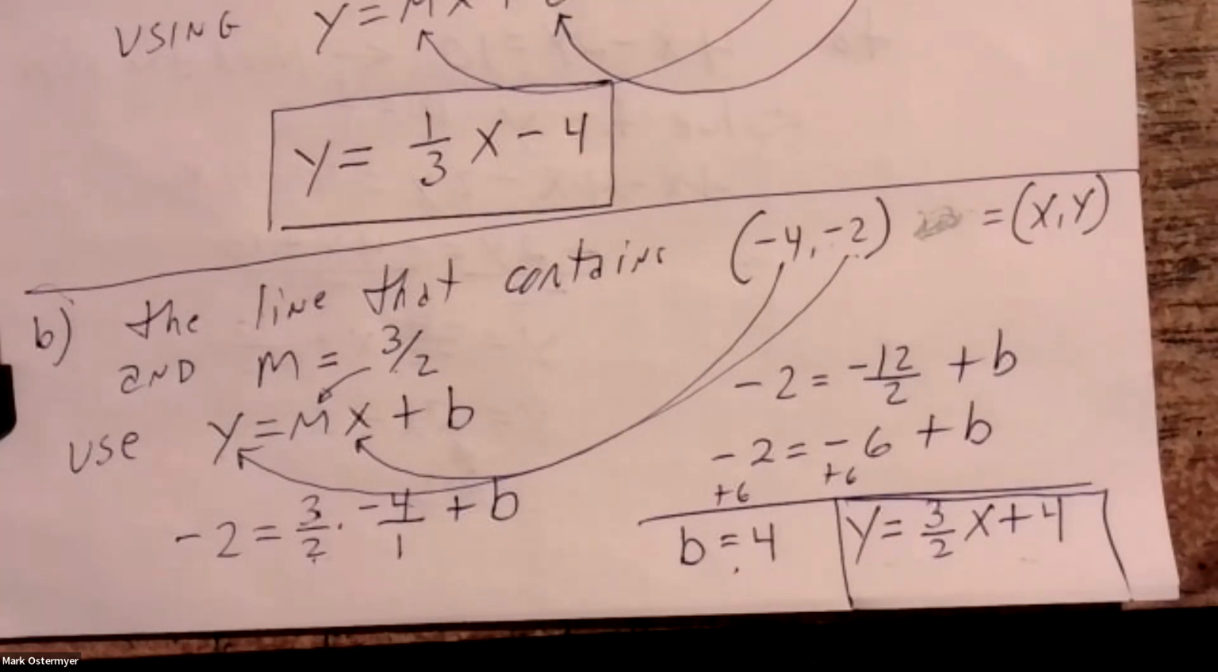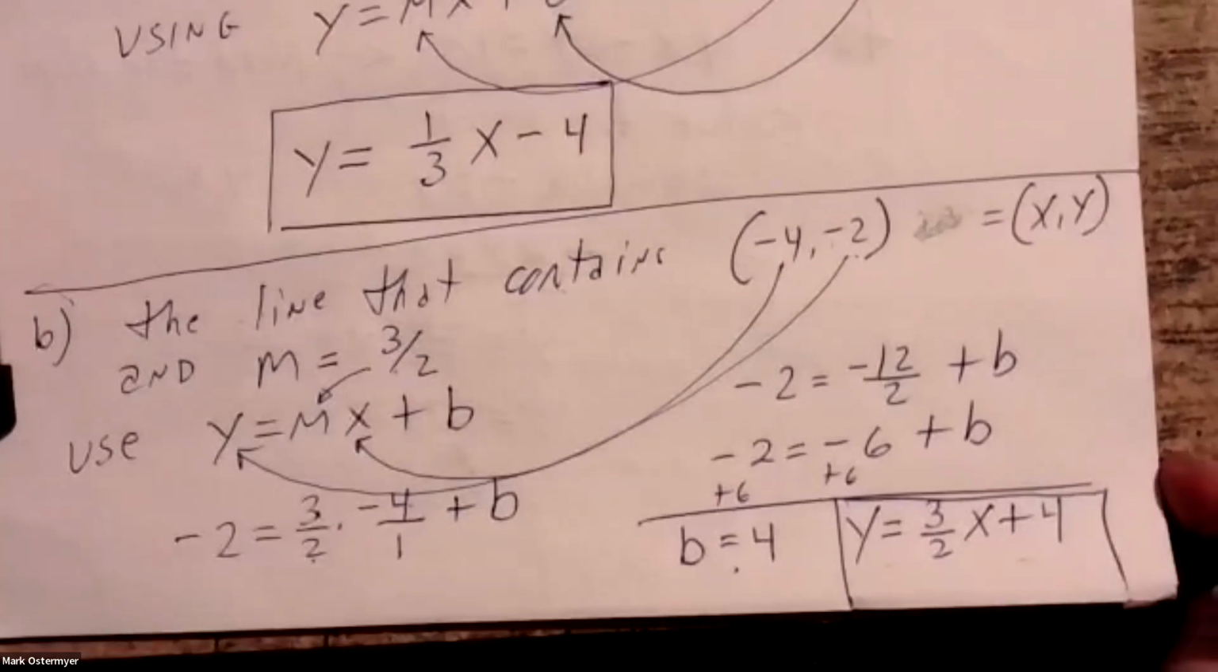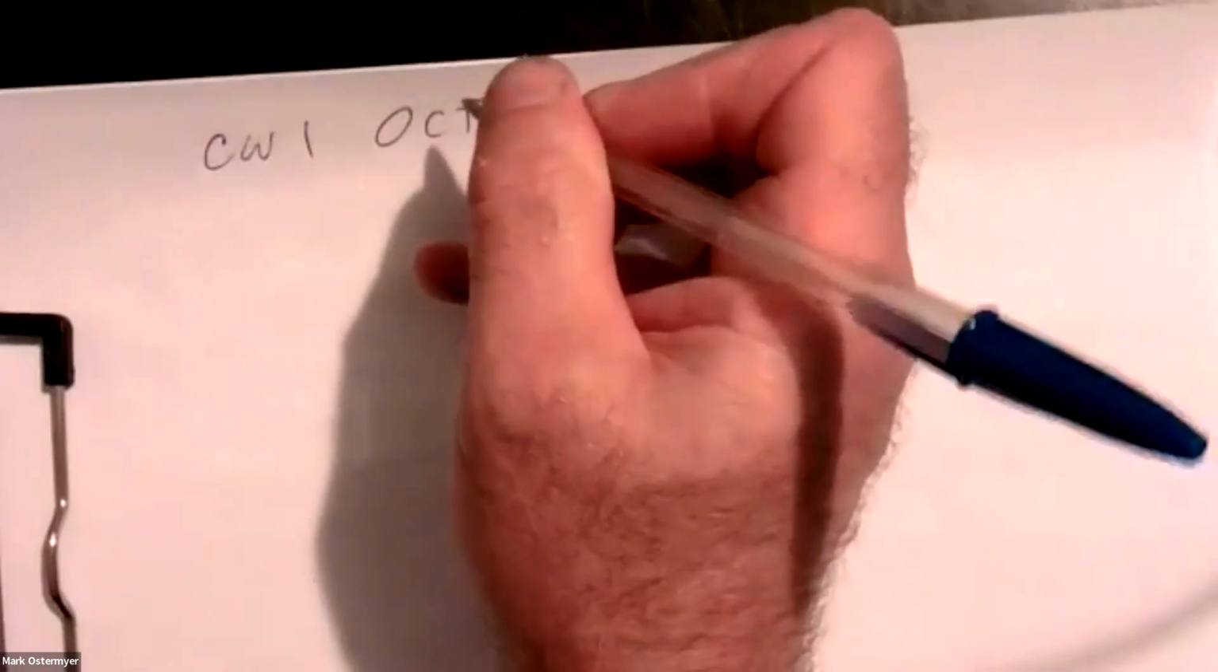Okay, all right, I'm going to classwork number 1, ladies and gentlemen. Today is the 10th day of October. I would like you to do this for classwork number 1. I'm going to have you write an equation of a line. So classwork 1, October 10th.